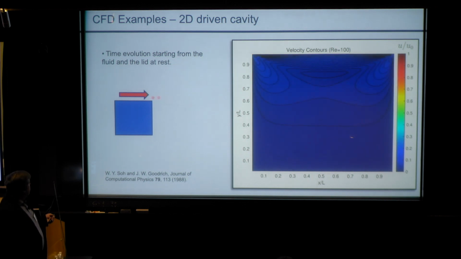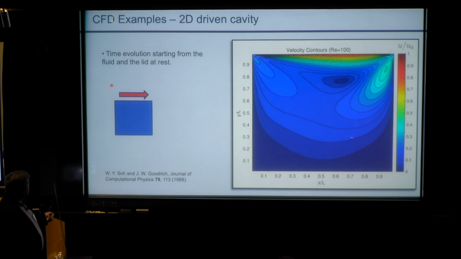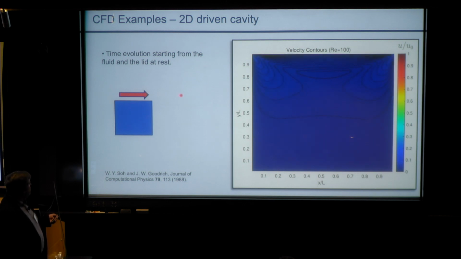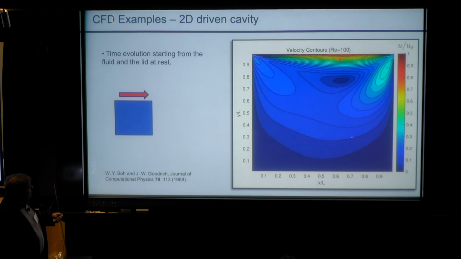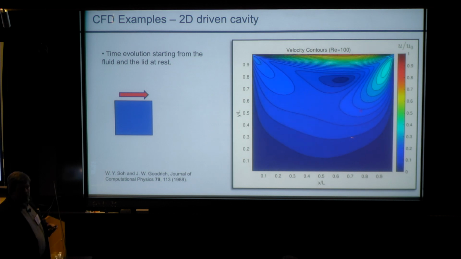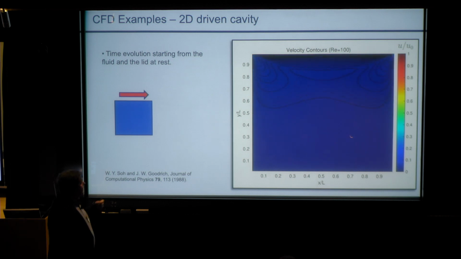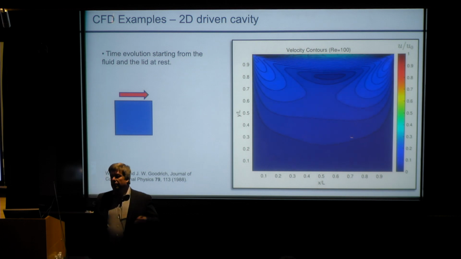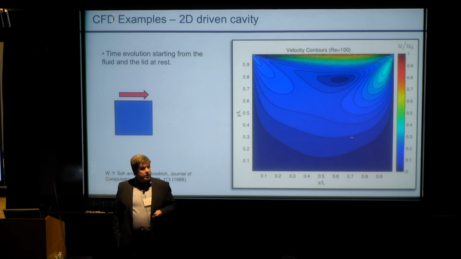So basically, what we have is a lid. This is just a box, and it should indicate a box with a lid on top that is moving. As the lid is moving, the flow inside the cavity, inside this box, will start to flow. And in this area here, a large vortex will form, and that vortex will eventually decay into some kind of turbulent structure.